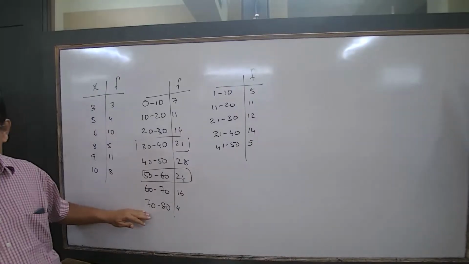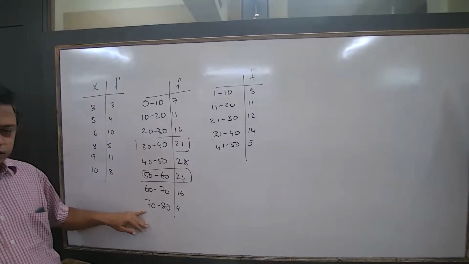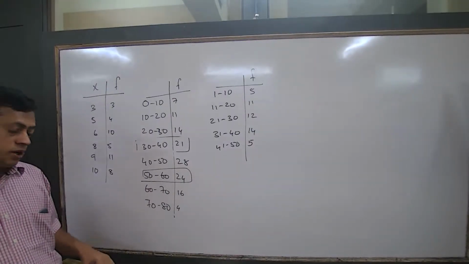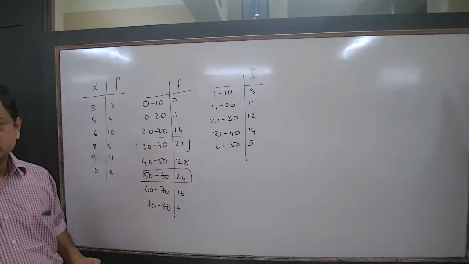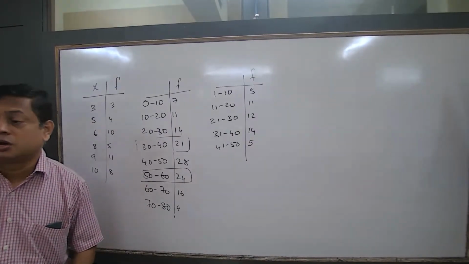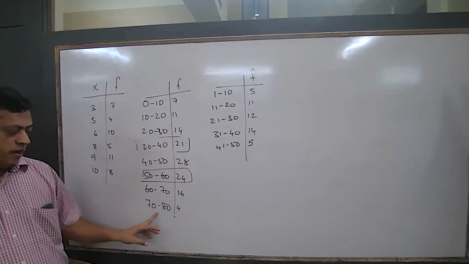Dia, for this class interval, what is the lower limit? What is the frequency? Upper limit. Class mark. How will you get it? Add it, 70 plus 80 divided by 2, that is equal to 75. Have you followed? And what is this 10?